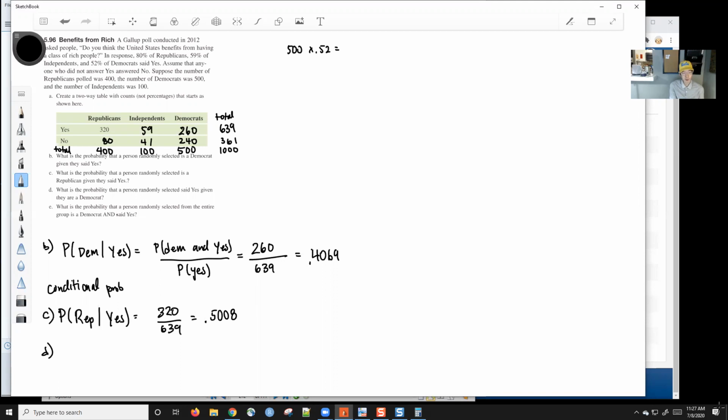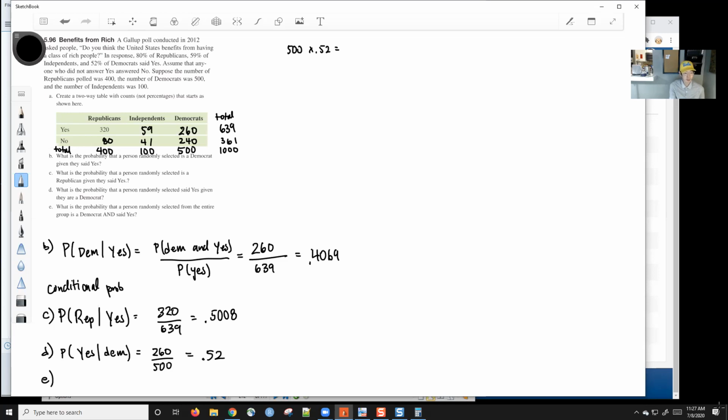What is the probability that a person randomly selected said yes, given they are Democrats? Here we're asking for probability of yes, given that they are Democrat. The answer is right here, 52%, but we can do this ourselves. 260 divided by the 500 Democrats, we're going to get 0.52.